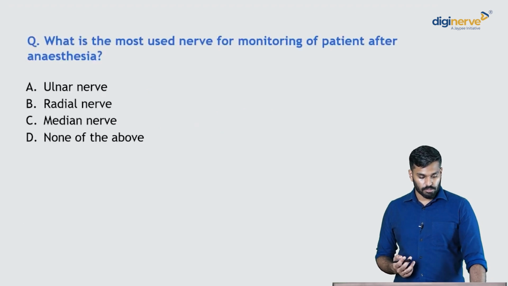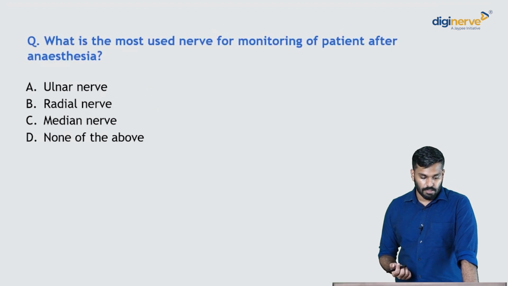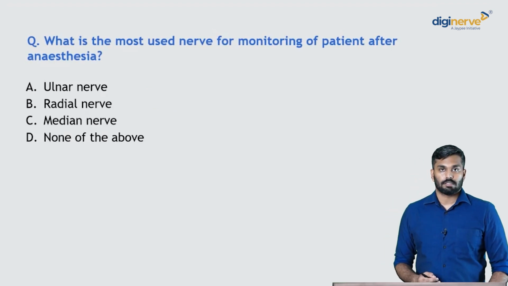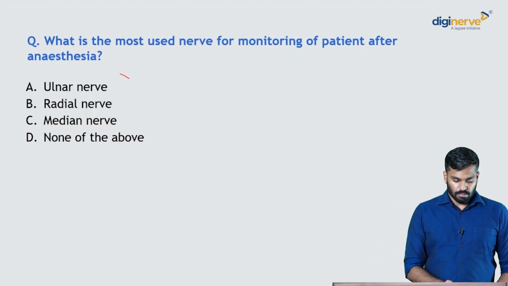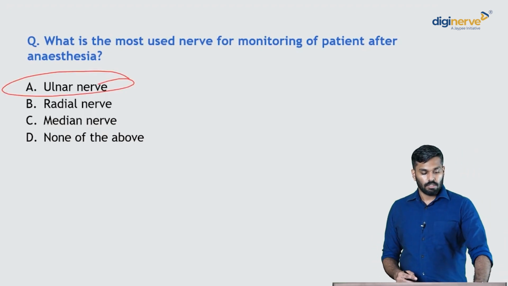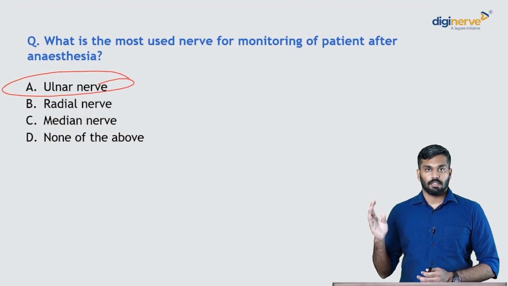In 2022, what question was asked? What is the most used nerve for monitoring of patients after anesthesia? For nerve block, for muscle relaxant, what nerve are we monitoring? It's always the ulnar nerve. Ulnar nerve is the ideal nerve to monitor. You look at the adductor pollicis muscle's reaction.